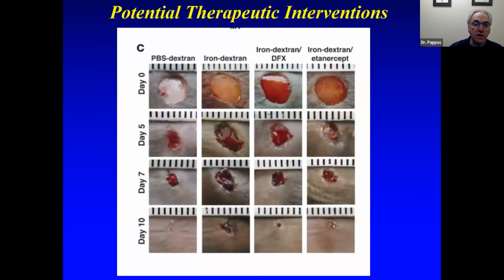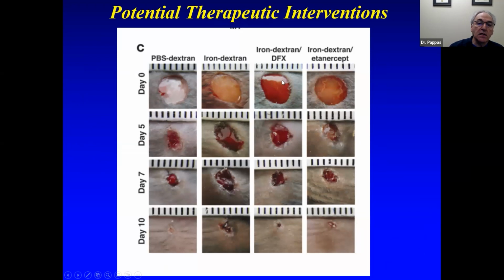And they demonstrated this in an animal model. So what they did was they took mice and they put these wounds on the back of the mice. And in here, this is the sham experiment where they just added dextran. This is a wound that has iron in it. And as you can see, at day 10, it still hasn't healed completely.